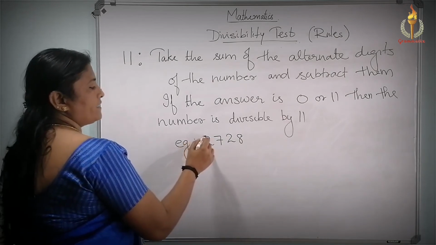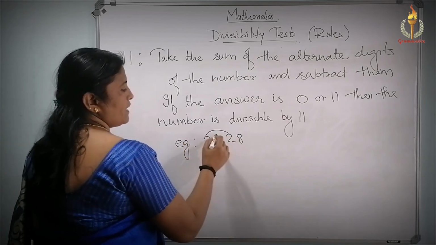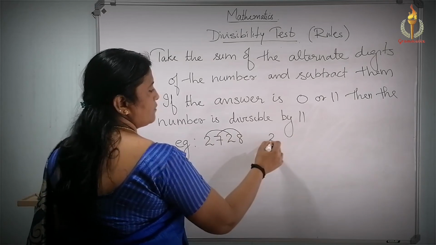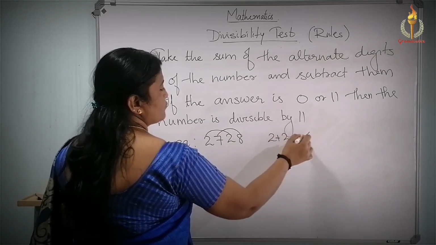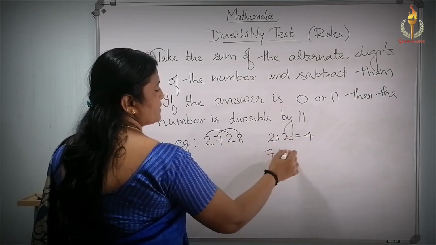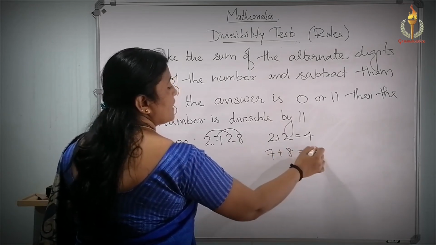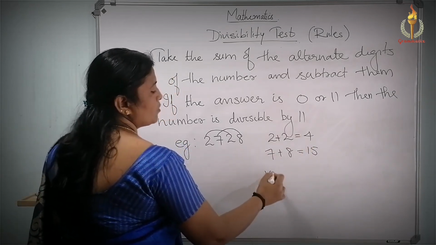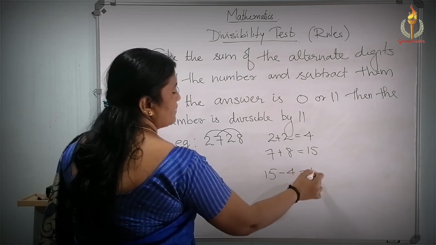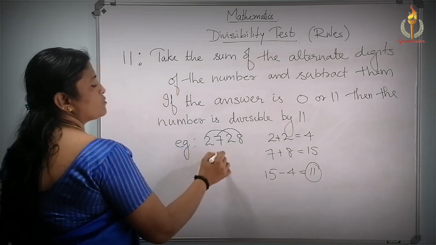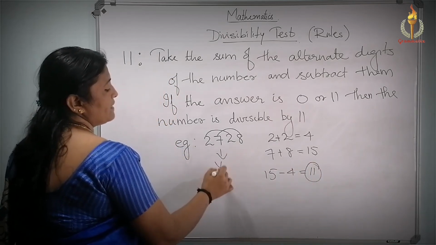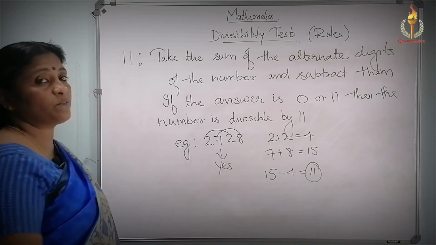Here the alternate digits are 2 and 2, 7 and 8. So you will be adding 2 plus 2, that's equal to 4. Then you will be adding 7 plus 8, that's equal to 15. Subtracting 15 minus 4 gives you 11. Therefore 2728 is divisible by 11.